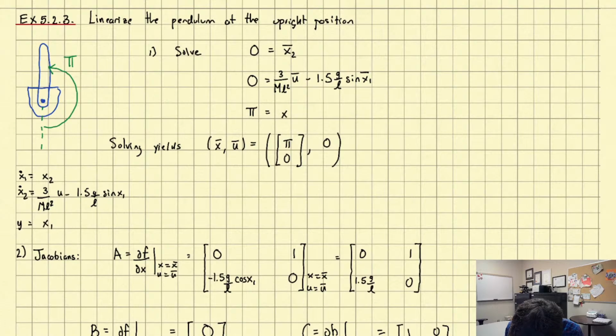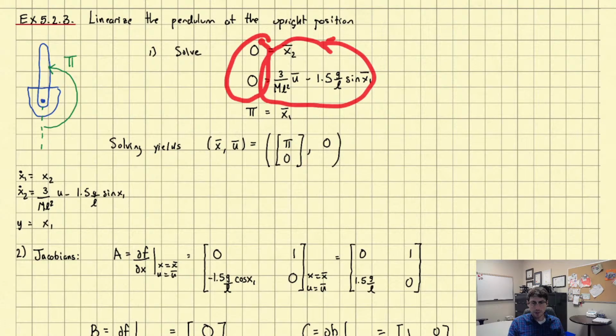Because the output is just equal to x1. Okay, so we had to solve this equation. Notice all I've done is I've set on the right-hand side f of x comma u, where I've replaced the x with x bar and u with u bar. I've set the derivatives to 0, and I solve.